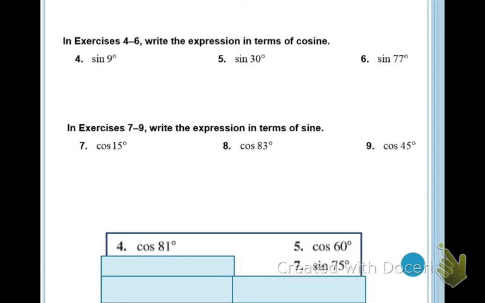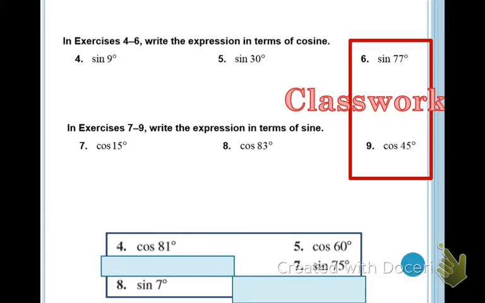I skipped number 6, so we're on the next page. And then number 8, cosine of 83, rewriting in terms of sine. So you've got to have cosine in the front of the number? Yep. So we're going to have sine of 7. So your answer should look exactly like this. You are doing number 6 and number 9 on your classwork paper.